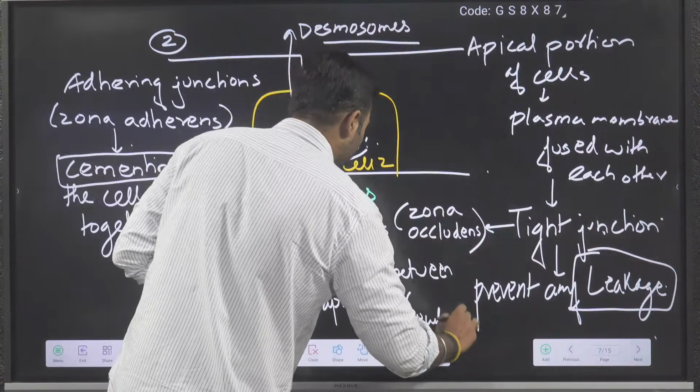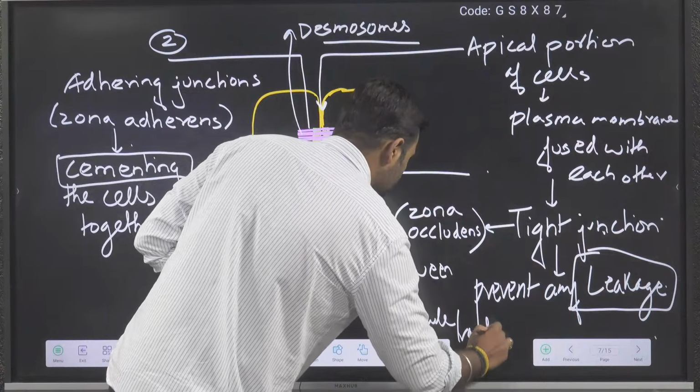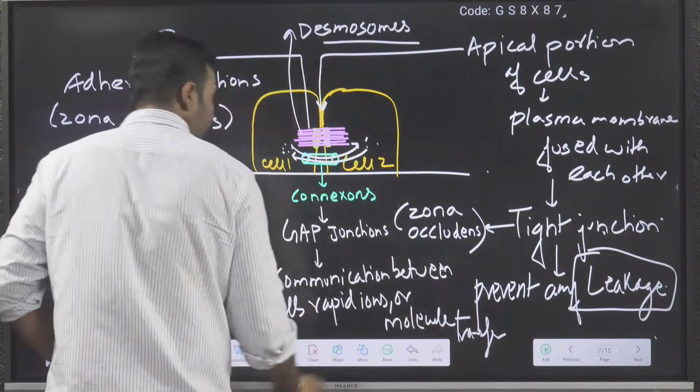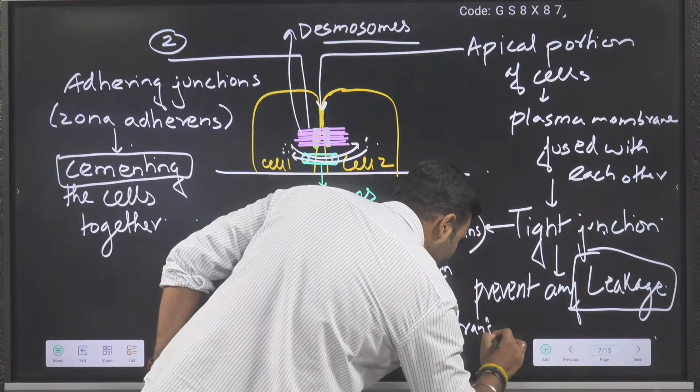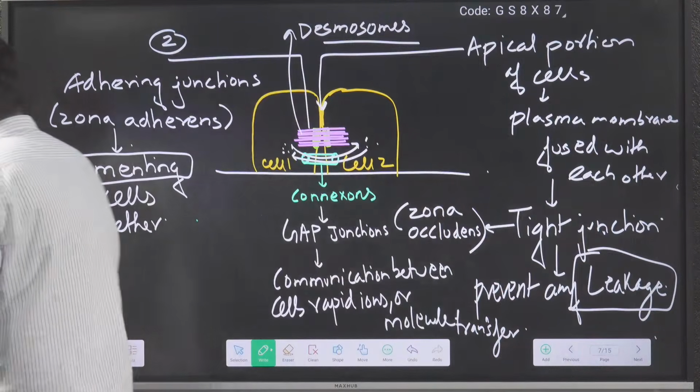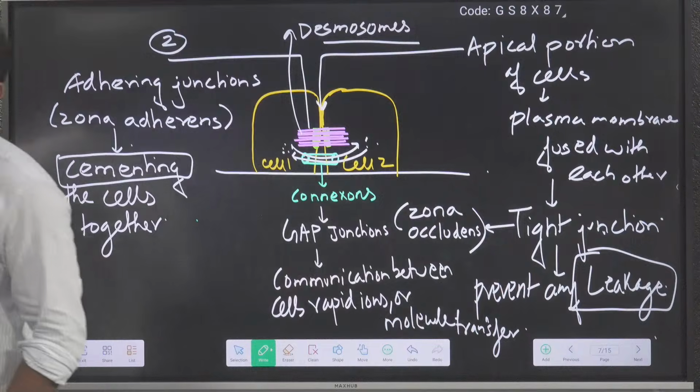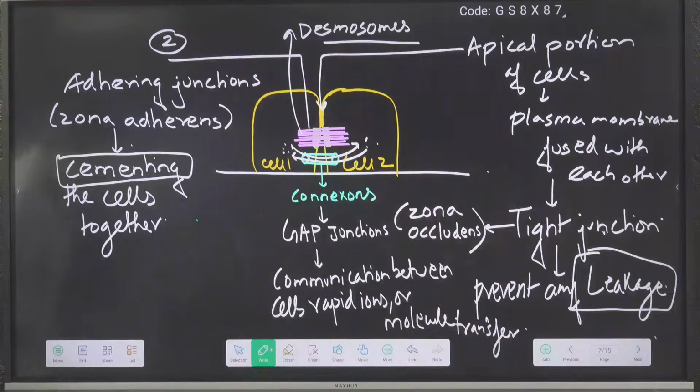Are we clear with this, boys and girls? Molecule transfer. Clear, everyone? So that completes our junctions also. Any doubt on this? Give a thumbs up if you have understood cellular junctions.